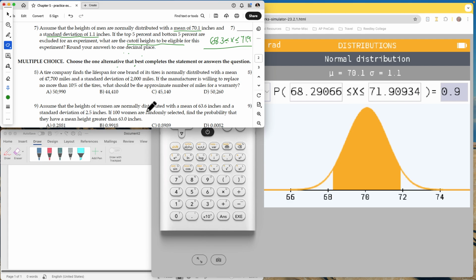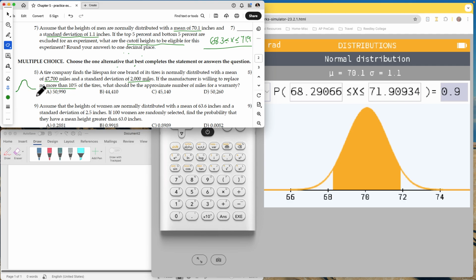A tire company finds the lifespan for one brand of its tires is normally distributed with a mean of 47,700 and a standard deviation of 2,000 miles. If the manufacturer is willing to replace no more than 10% of the tires, what should be the approximate number of miles for a warranty? Now, I did this before, and I didn't do it quite right, because what you have to think of is when would they pay out on this warranty? They would pay out on the bottom 10% that don't make it to whatever the cutoff is, right? So no more than 10%.